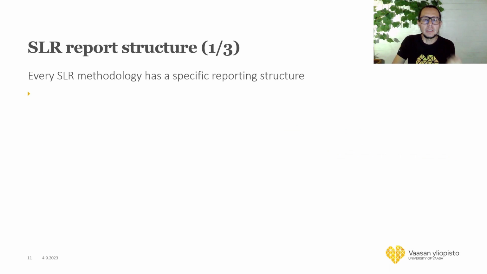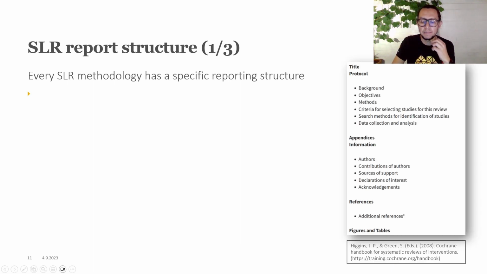So every systematic literature review has a methodology and a way of reporting the outcomes of all these processes. For instance, in the Cochrane Handbook for Systematic Reviews, this is the structure: the title, the background, you have to define well-established objectives, and the methods, and so on.